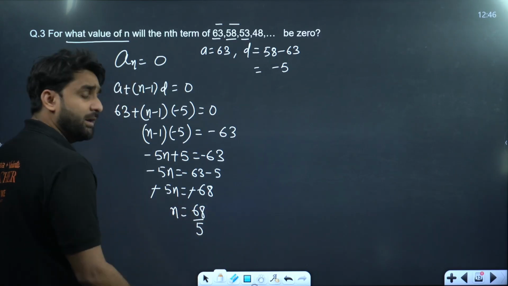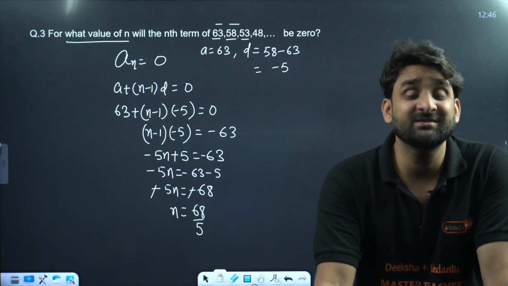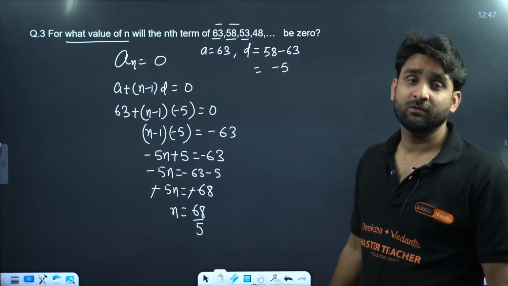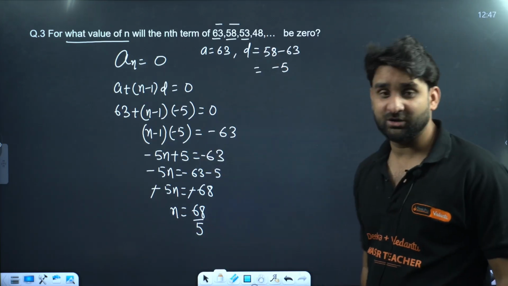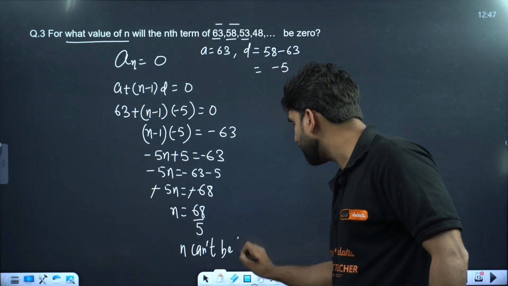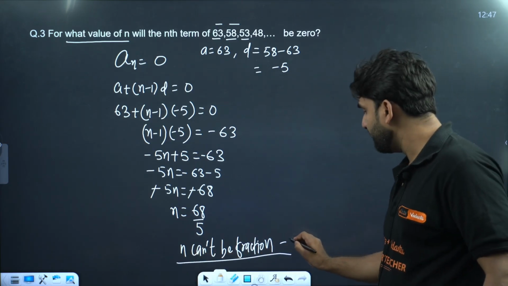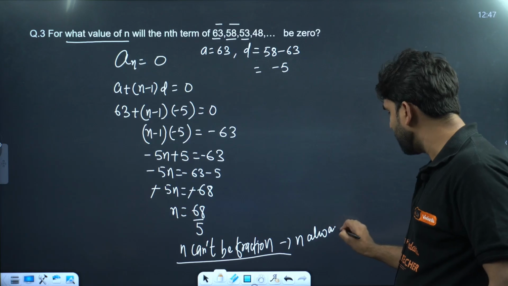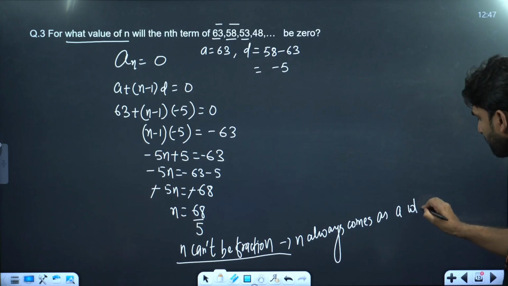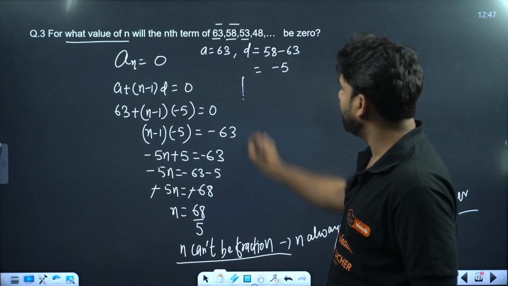Oh my god, n is in fractional form. And if n is in fractional form, it indicates that there will be no such term in this AP which is 0, because n is fractional. n can't be fractional. n can't be a fraction. n always comes as a whole number. A whole number.